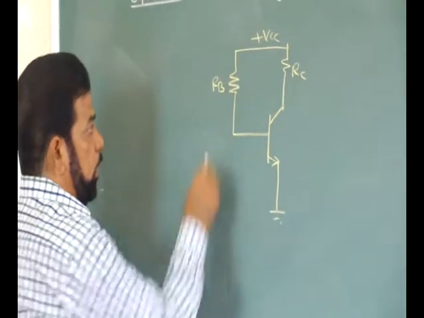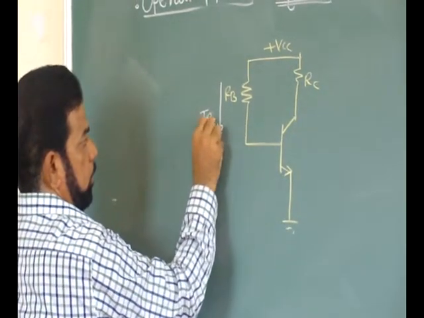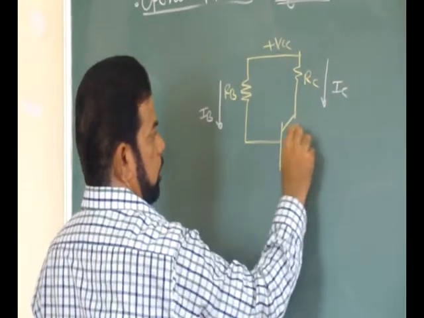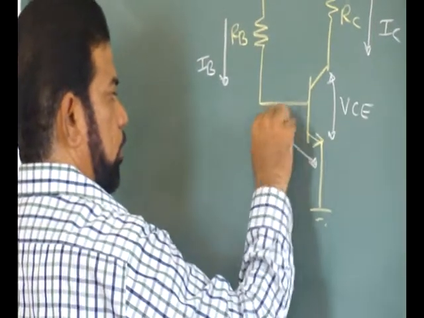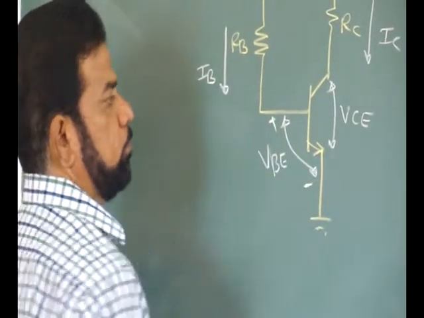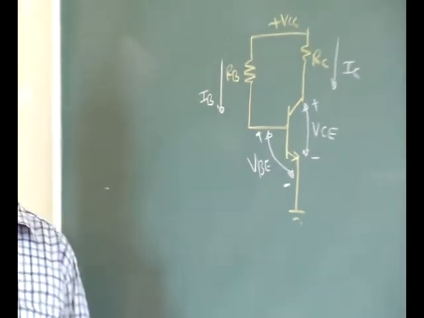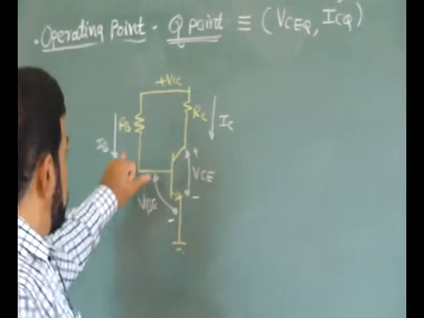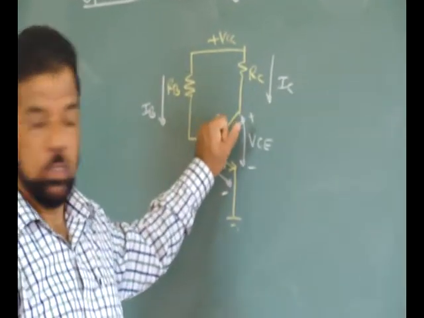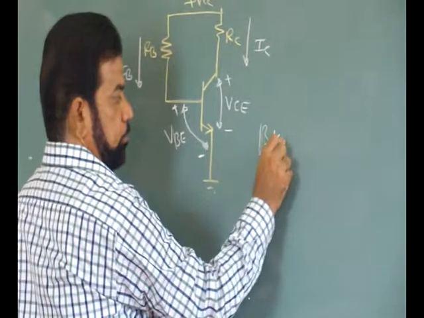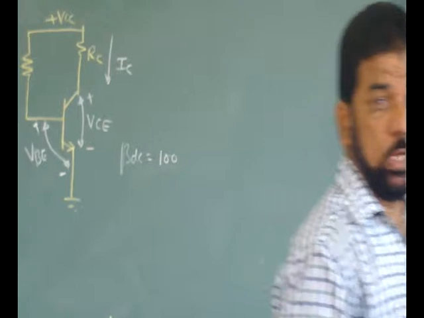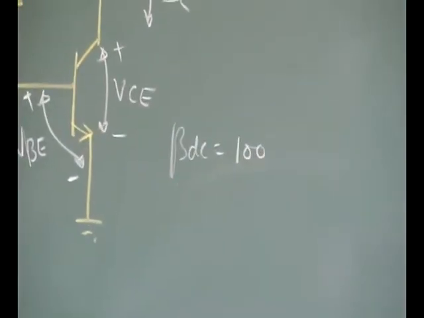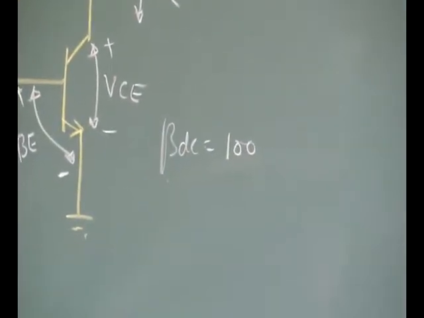You just have to know the various terms. Current here is IB, current here is IC, this voltage is VCE, this voltage is VB. Now in the exam, a possible question is that these values are given. One more piece of information is given regarding beta. Beta is also given, suppose it is 100. And the question is, where is the Q point? Or locate the Q point on the characteristic.